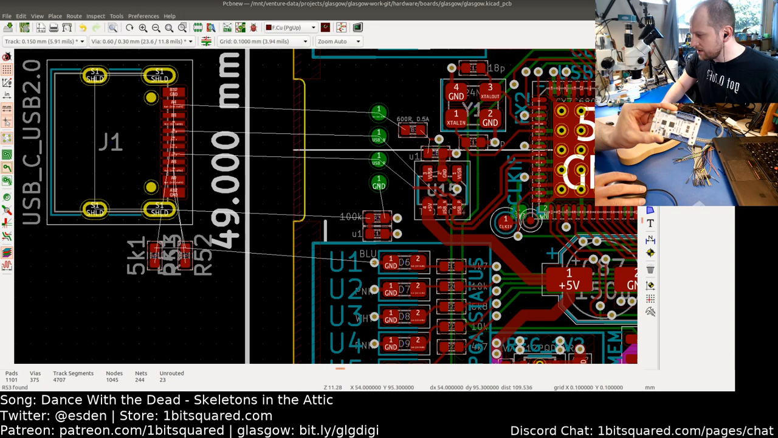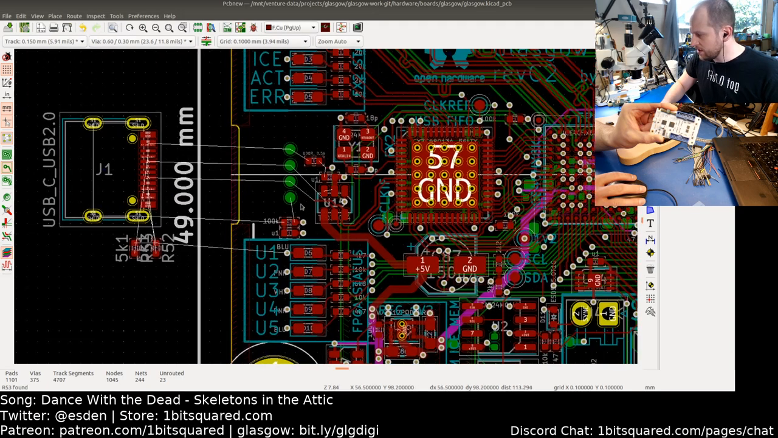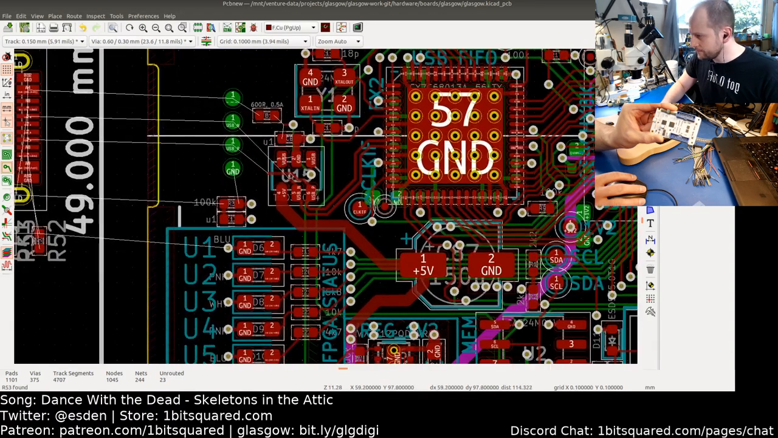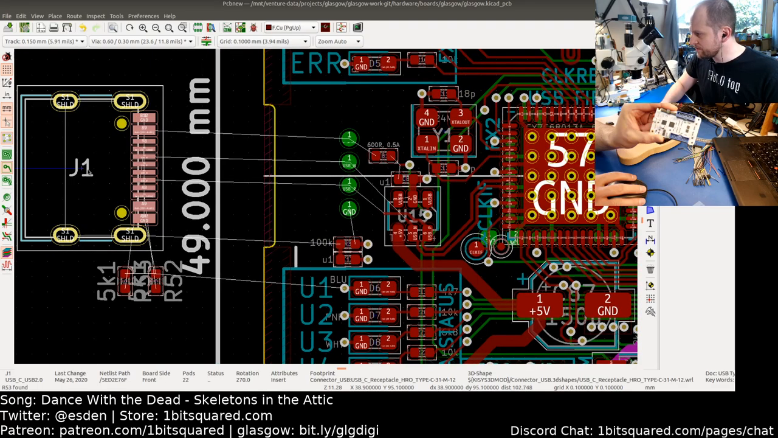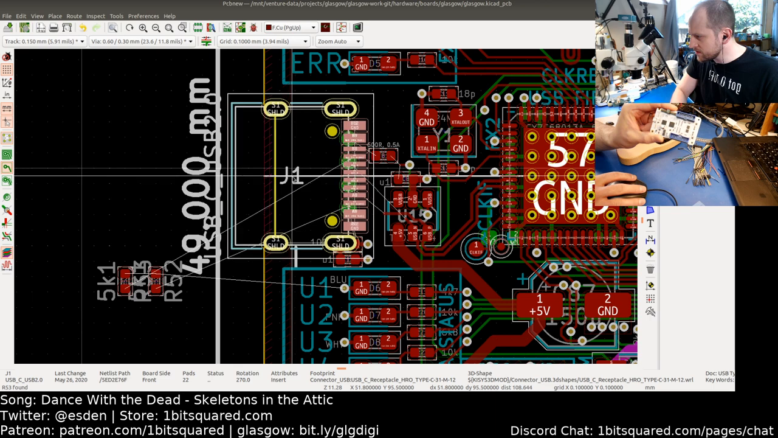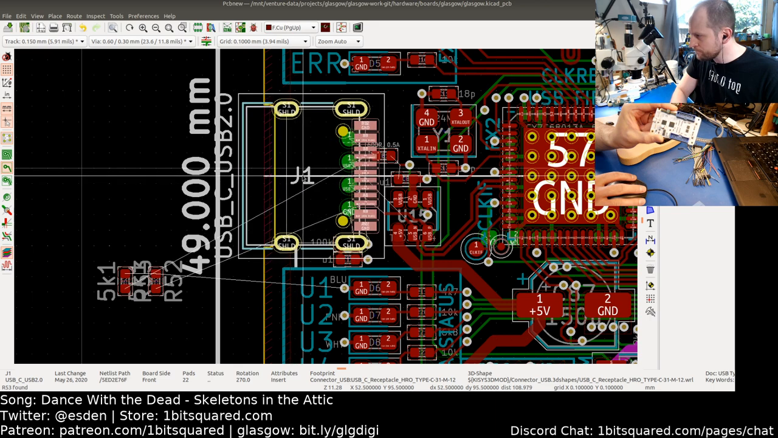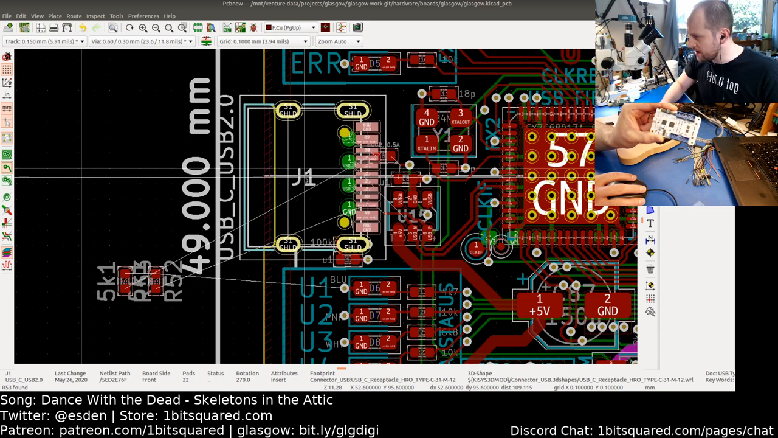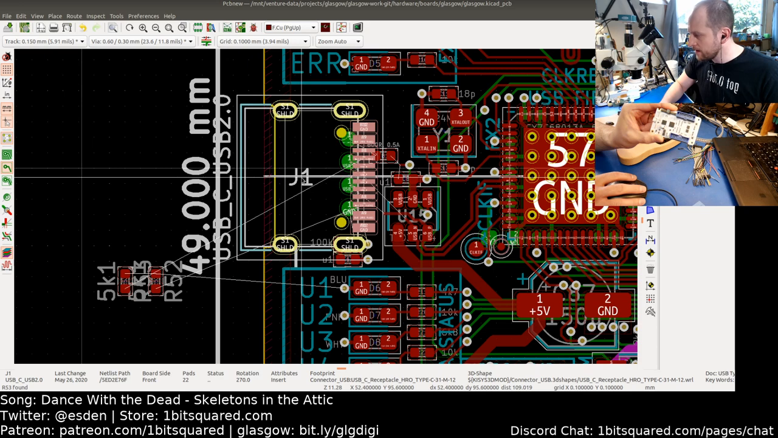So let's see what we can do here. How much space will we need? This has to be centered. This is the question I don't have an answer for yet: how far does this have to go into the PCB?